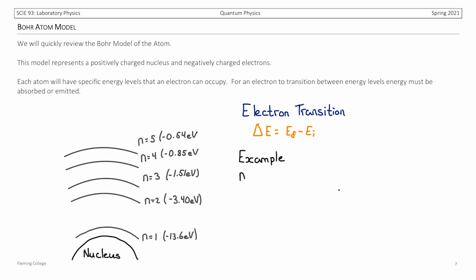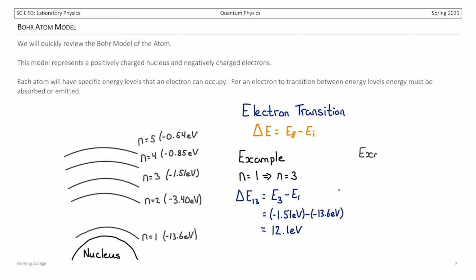Let's consider an electron that transitions from level 1 to level 3. So its change in energy is energy of level 3, subtract the energy of level 1, which is negative 1.51 electron volts, subtract negative 13.6 electron volts. When we subtract a negative, we end up adding, so we see that we have 12.1 electron volts of energy needed to go from level 1 to level 3.